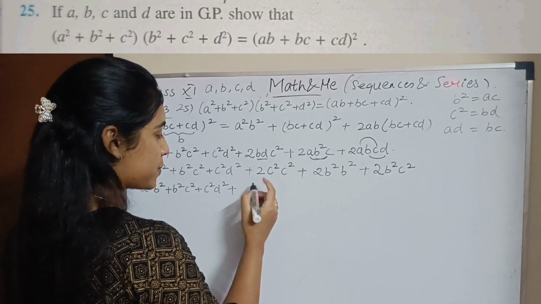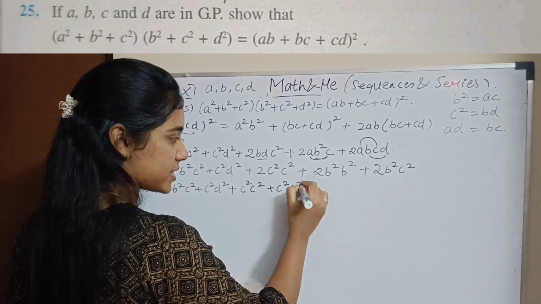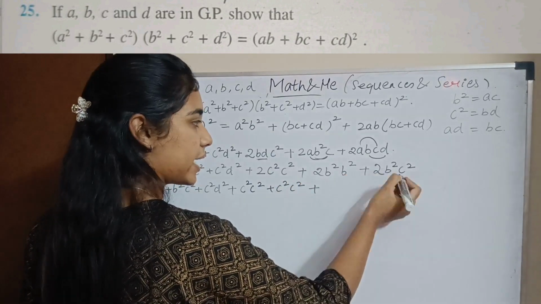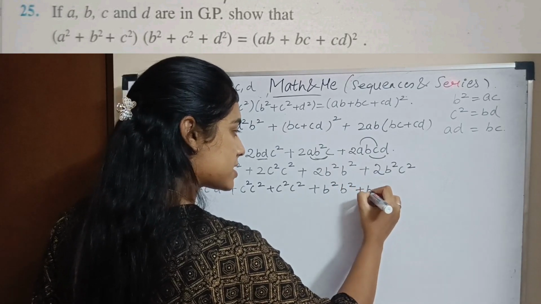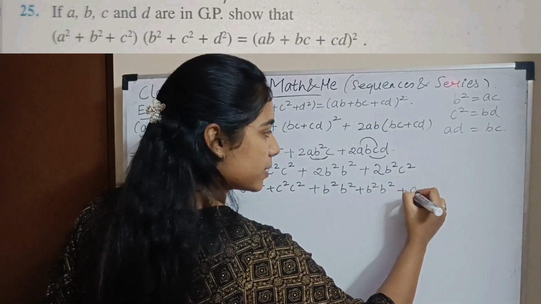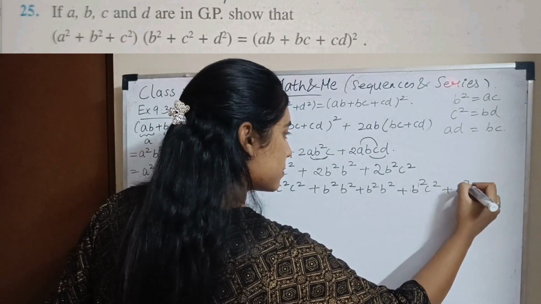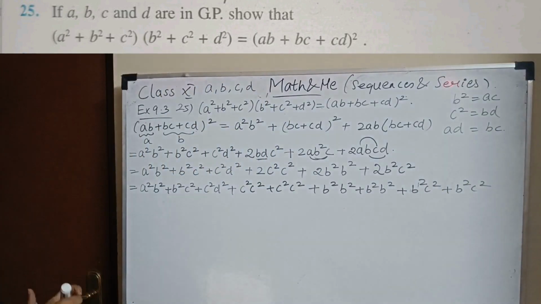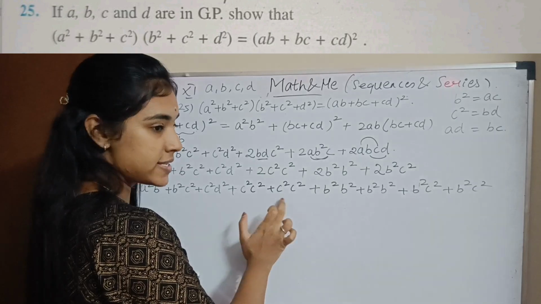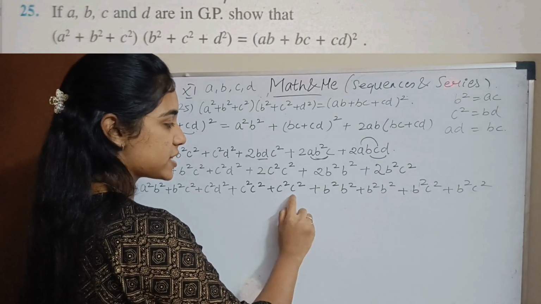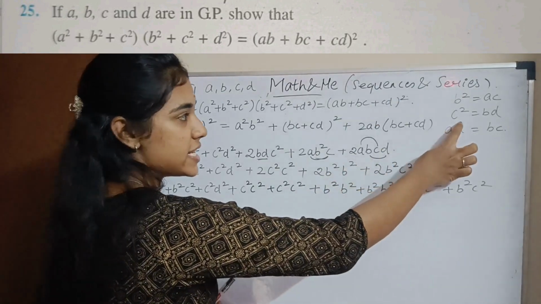A square B square plus B square C square plus C square D square plus 2 C square C square. I'm going to split. I'm going to write it as C square plus C square, plus I'm again going to split these two terms. So I'll write it as B square plus B square plus B square C square plus B square C square. So why am I doing this? Because I have C square twice. I'm going to replace one of the C squares with A, B, C, D. So how am I going to do that? What is my C square?